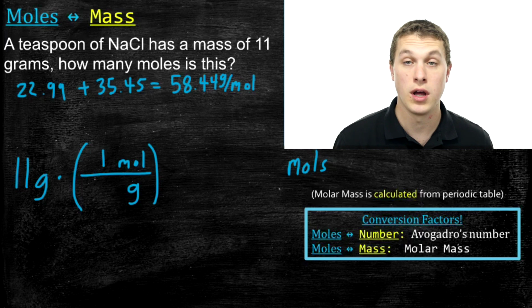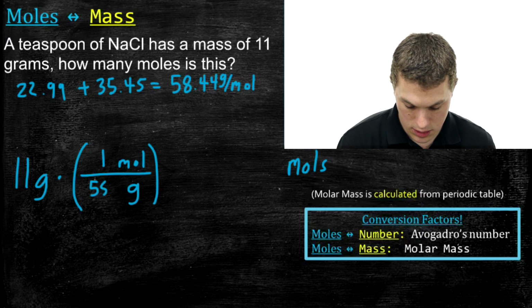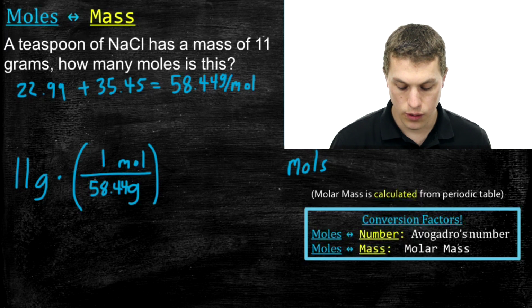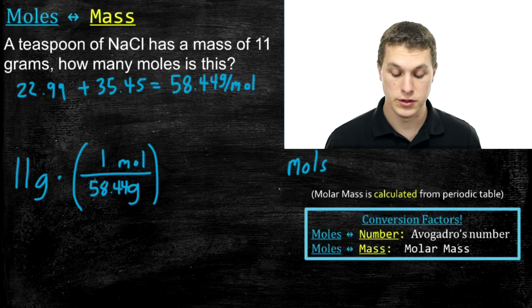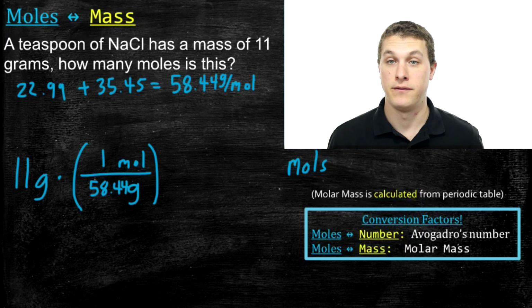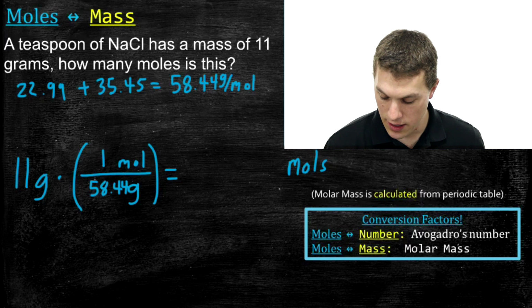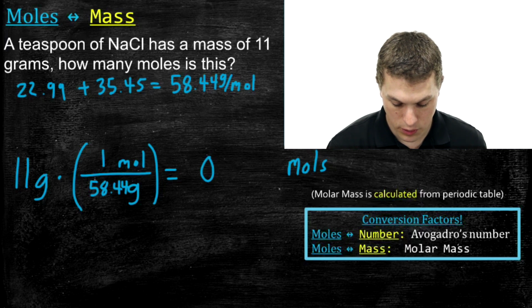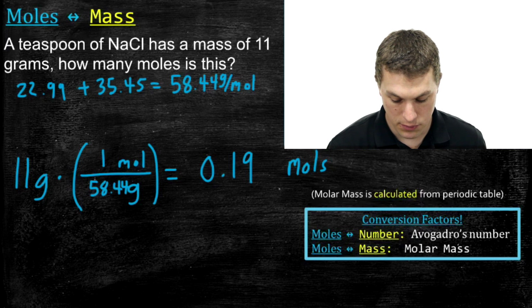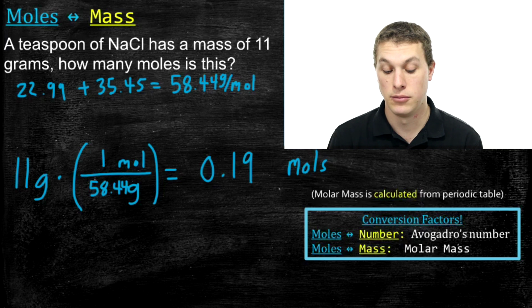And so we know that in 1 mole of sodium chloride, we have 58.44 grams. So 58.44 grams is 1 mole of sodium chloride. And when we use this in our conversion factor, basically we're going to be dividing 11 grams by 58.44. And if we do that, we'll get 0.19 moles of sodium chloride. So that's going between mass and moles.